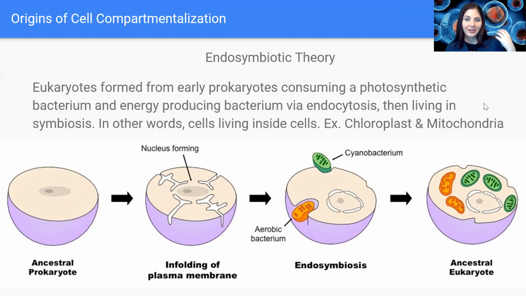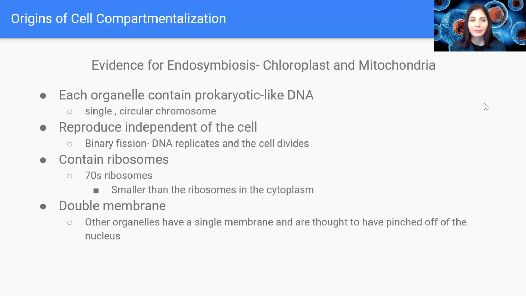So in other words, cells living inside other cells. And the example of these is the chloroplast and mitochondria. As you may have noted in a different video, we're also hypothesizing that the nucleus also occurred in this way. So evidence for that endosymbiosis is the fact that each organelle contains prokaryote-like DNA. So meaning that they have a single circular chromosome that has all of the DNA in it. And the DNA in the chloroplast and the mitochondria are separate from the cell in which they take place.